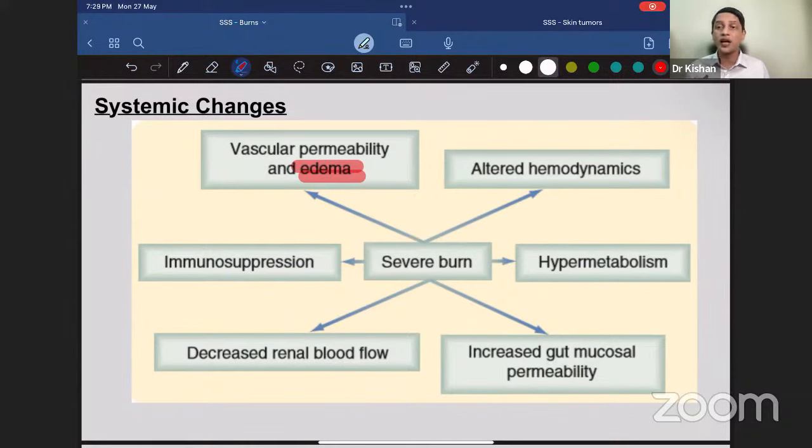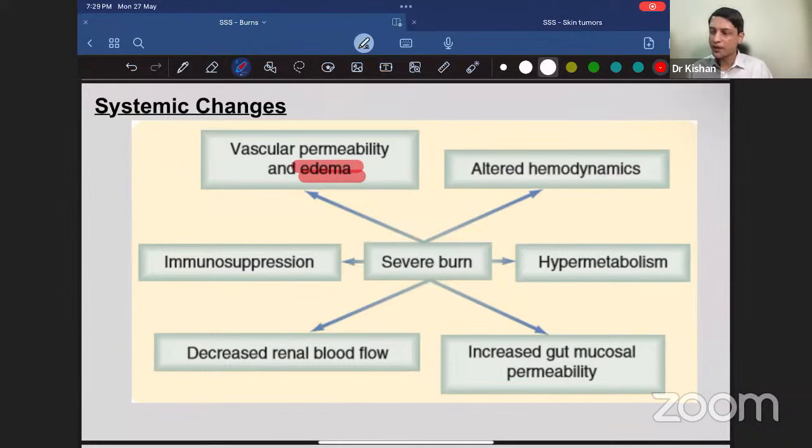The second thing is hemodynamics. What happens? Anyone? What happens to the cardiac output? Because a lot of volume is lost, because of dehydration and loss of plasma, a lot of fluid is lost. So it results in hypovolemia, and decreased cardiac output can result in shock. The patient may go into a low cardiac output state, also known as hypovolemic shock.